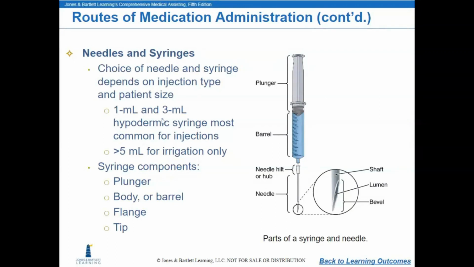Now most syringes are going to be 1 or 3 mLs. If we're using a syringe that's greater than 5 mLs, it's usually for irrigation, like if we're doing irrigation of the eye or ear.